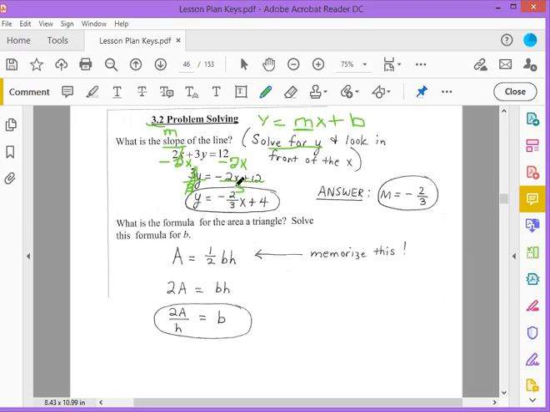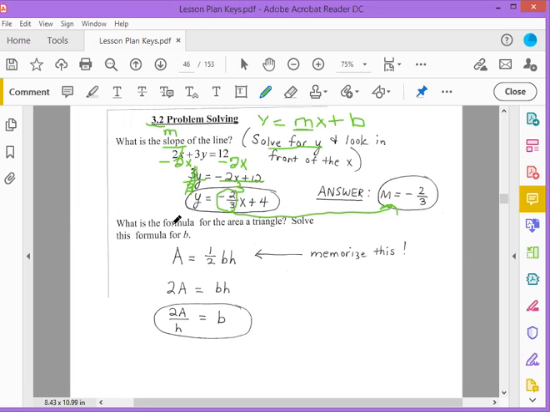And here on the right side, we're dividing both of these terms by 3. So this becomes negative 2/3 x. And 12 divided by 3 gives us 4. So what is our slope? It's negative 2/3. This number that's in front of x.